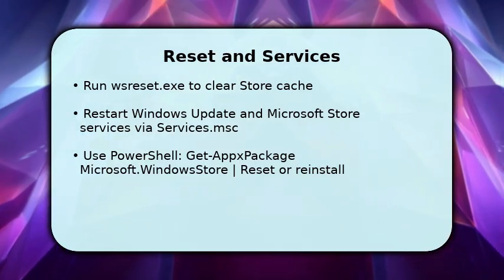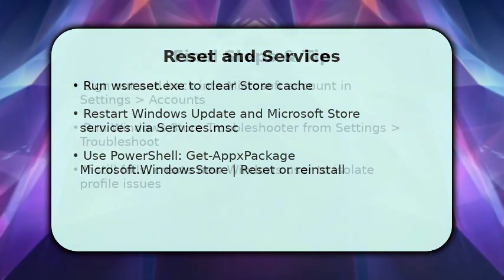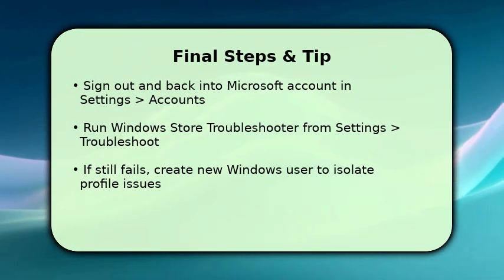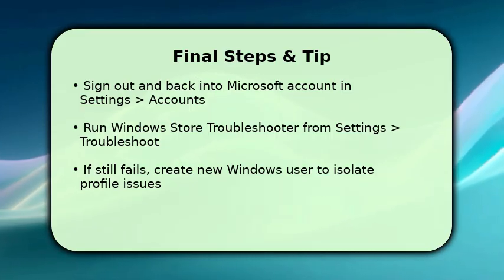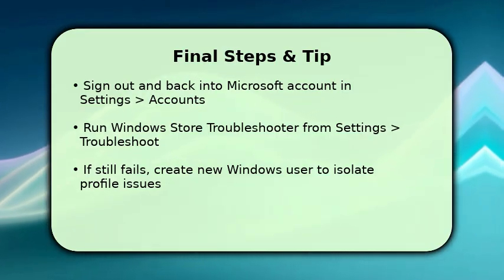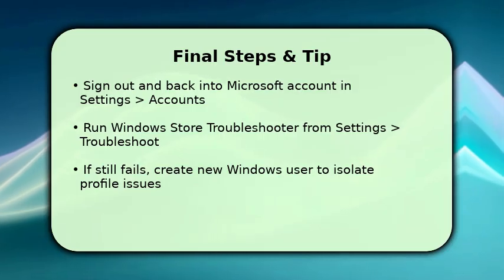Sign out of your Microsoft account in Settings Accounts and sign back in to refresh credentials. This often resolves activation token mismatches. Then run the Windows Store troubleshooter to automatically apply fixes for known activation problems.